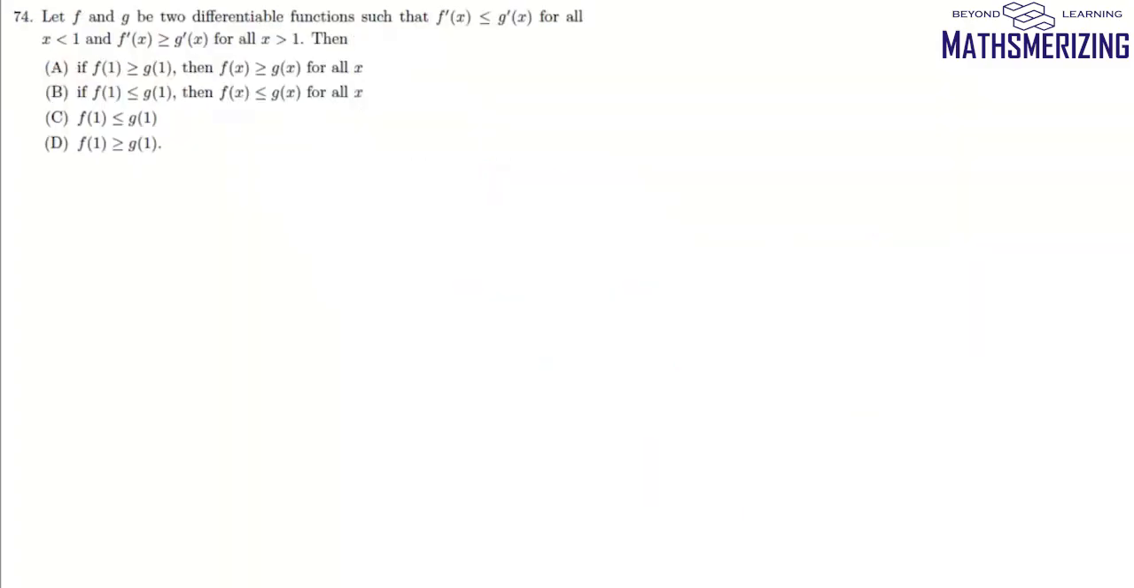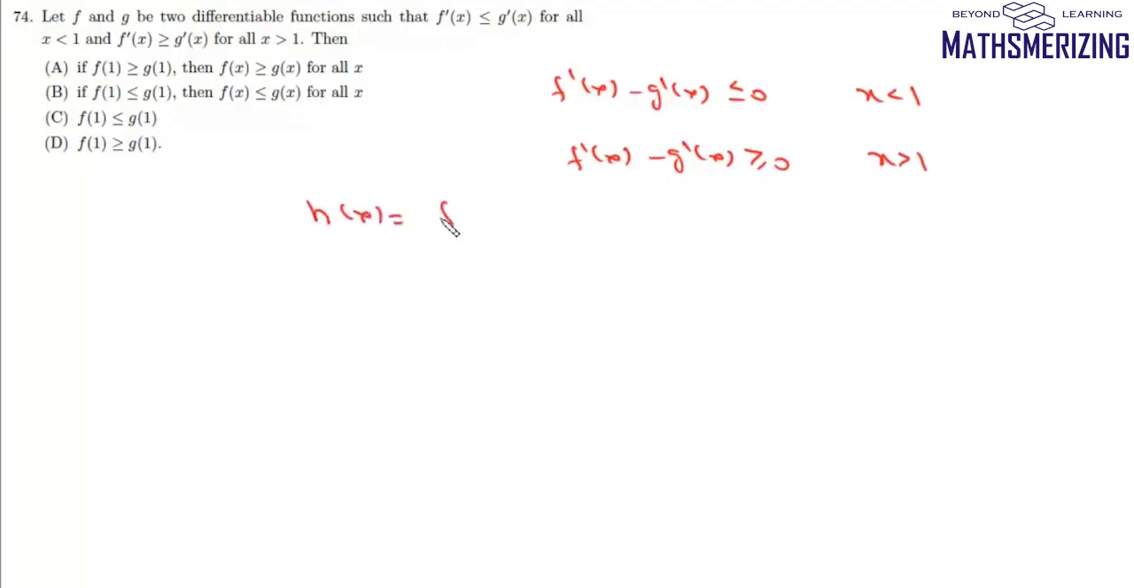Now question number 74 is, we are given two functions such that f dash x minus g dash x is less than or equal to 0 when x is less than 1, and f dash x minus g dash x is greater than or equal to 0 when x is greater than 1. Now we need to find the relationship between f(x) and g(x). So we'll consider this function h(x), which is f(x) minus g(x). Then we can write h dash x as f dash x minus g dash x.